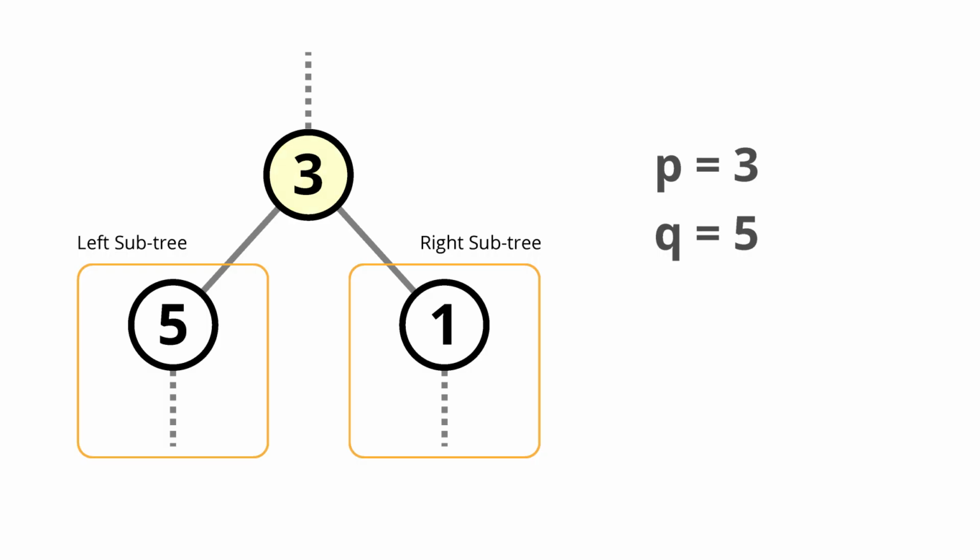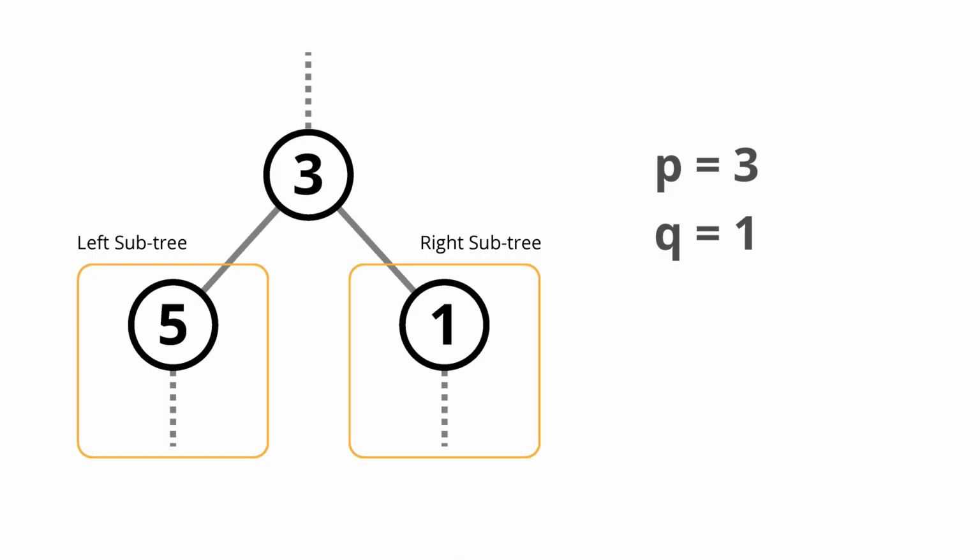The second scenario is we found one node on the current node itself and the other node on the left subtree. In this case, we have found a total of two nodes at the current node, and therefore the current node will be the lowest common ancestor of those two nodes.